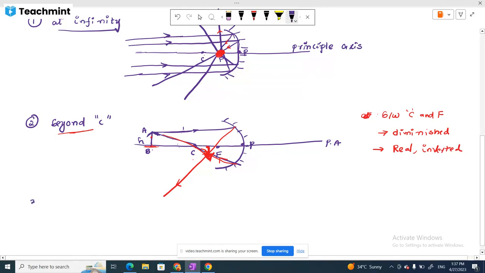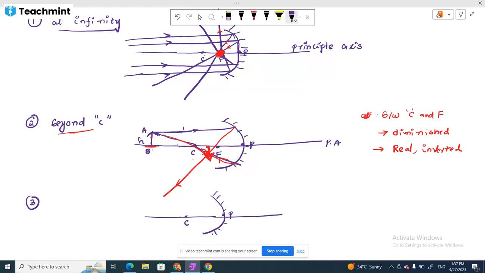Yes, go for the next position of the object. Third case. Now we need to move again towards the mirror. Now I place the object at the center of curvature. First draw the concave mirror. This is my pole, and this is the center of curvature. If you join the center of curvature and pole, this is my principal axis. Now I place the object at the center of curvature.